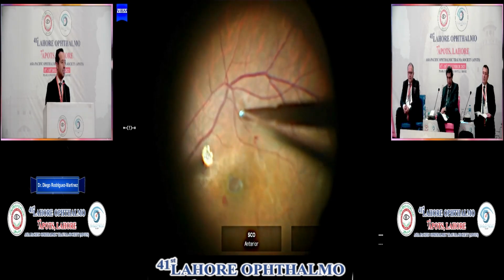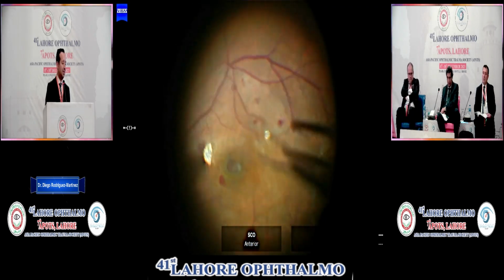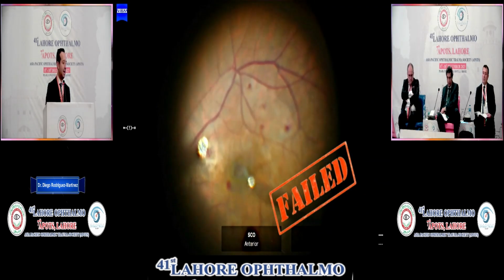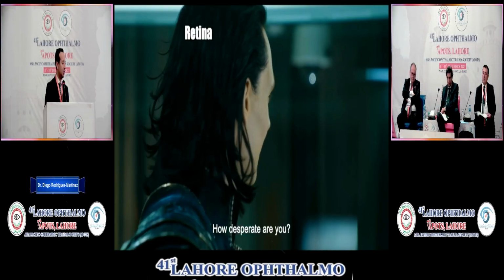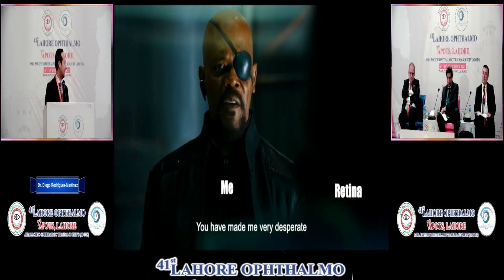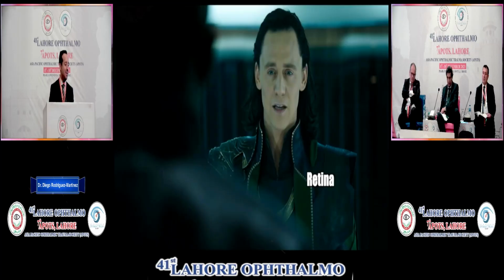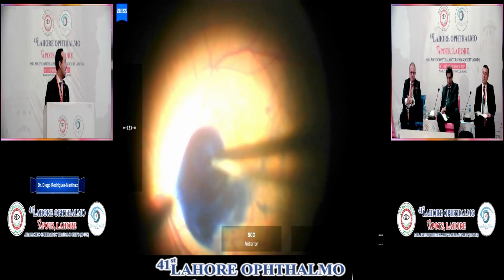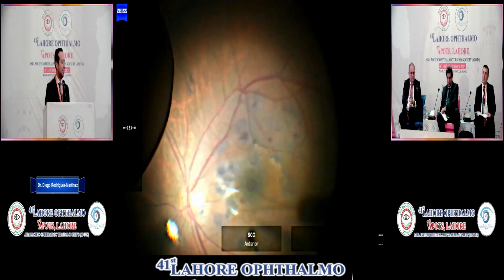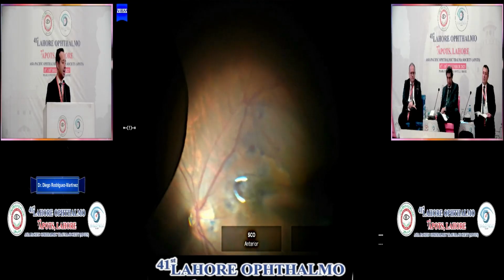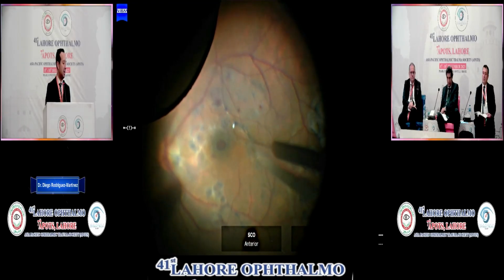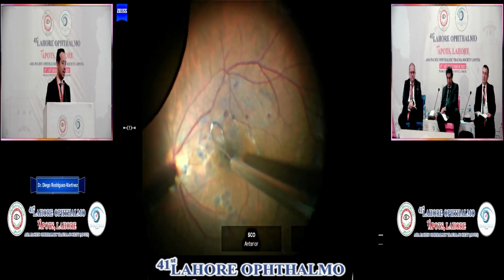So I tried to remove another ILM, but this is so fragile, I couldn't find a flap like that. So I was very desperate in that moment. I decided to perform another dye, and you can see remnants of a membrane.